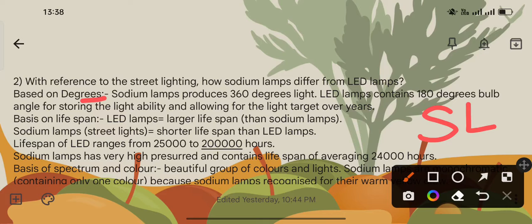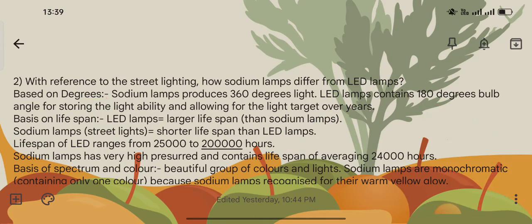Based on lifespan, LED lamps have a much larger lifespan than sodium lamps, and sodium lamps, that is street lights, have a shorter lifespan than LED lamps. The lifespan of LED ranges from 25,000 to 2 lakh hours. Sodium lamps have very high pressure and an average lifespan of 24,000 hours.